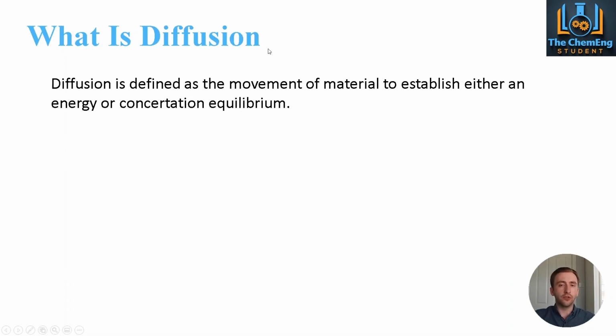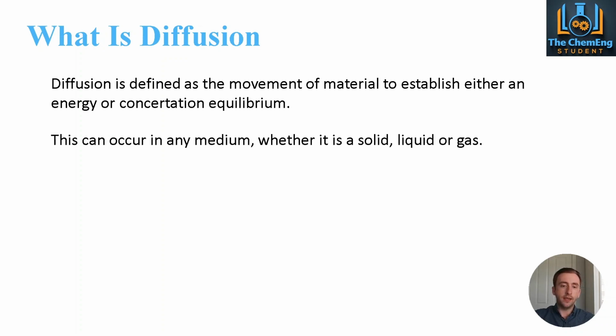Now we'll take a look at diffusion first before looking at osmosis. Diffusion can be defined as the movement of material in order to establish either an energy or a concentration equilibrium. This can occur in any medium, so it can be within a solid, a liquid, or a gas. In any of these three states, you will be able to establish a concentration or an energy equilibrium through the process of diffusion.